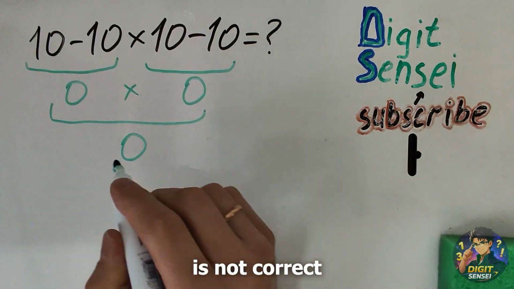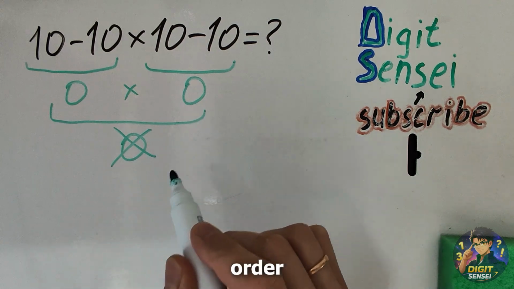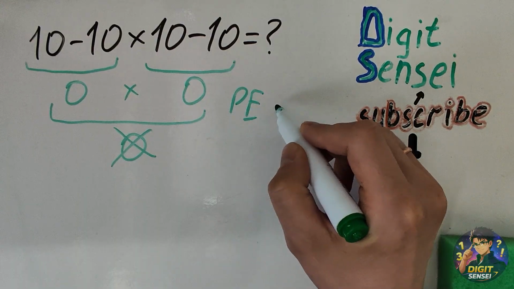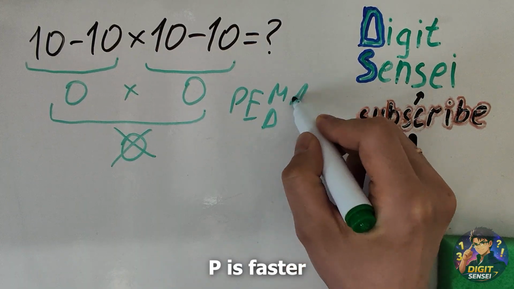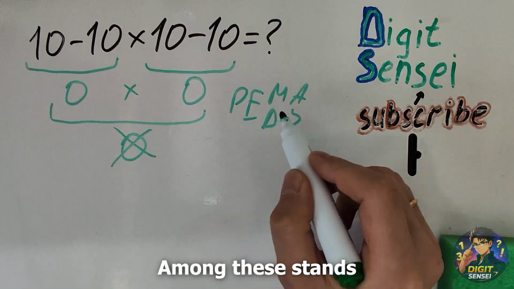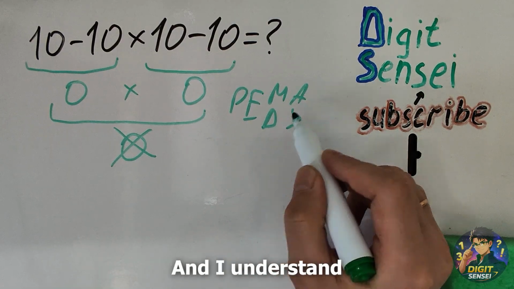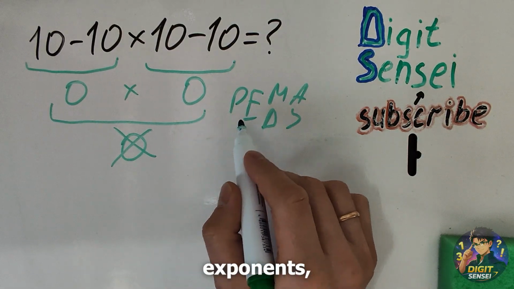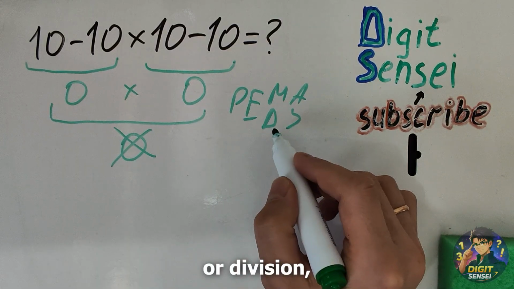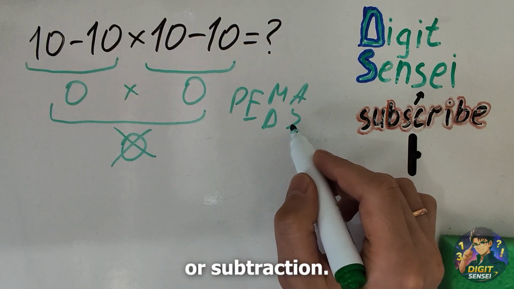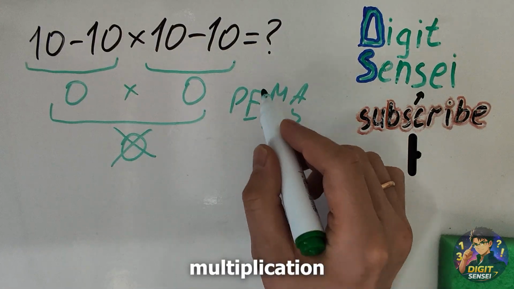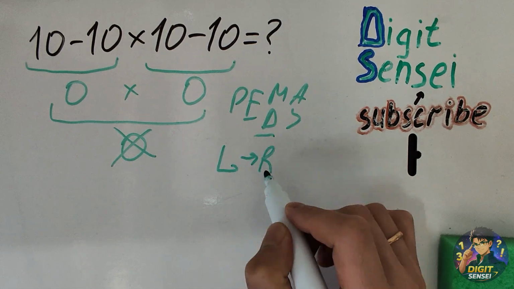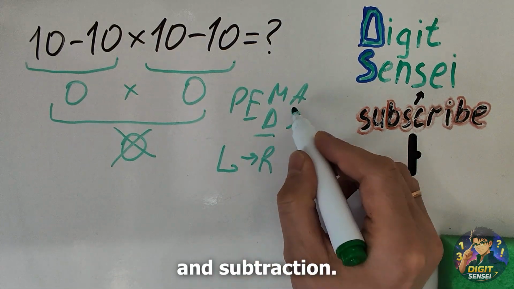But this answer is not correct, because according to the order of operations, which is PEMDAS, P stands for parentheses, E stands for exponents, M and D stand for multiplication and division, and A and S stand for addition and subtraction. First we have to do parentheses, then exponents, then multiplication or division, and finally addition or subtraction. Remember that multiplication and division have equal priority and we have to go from left to right. And the same applies to addition and subtraction.